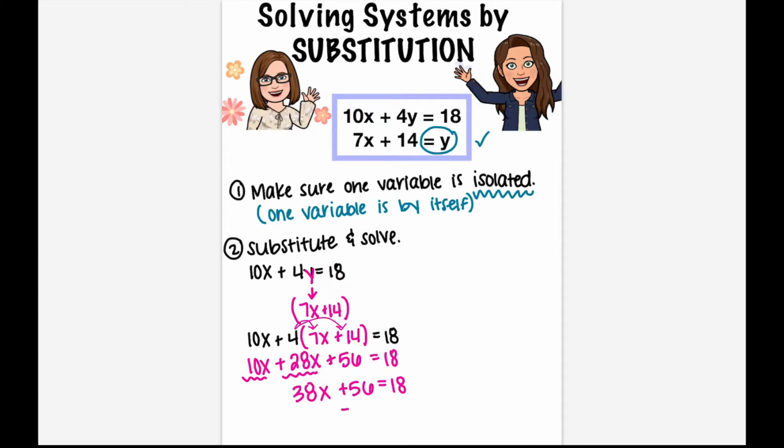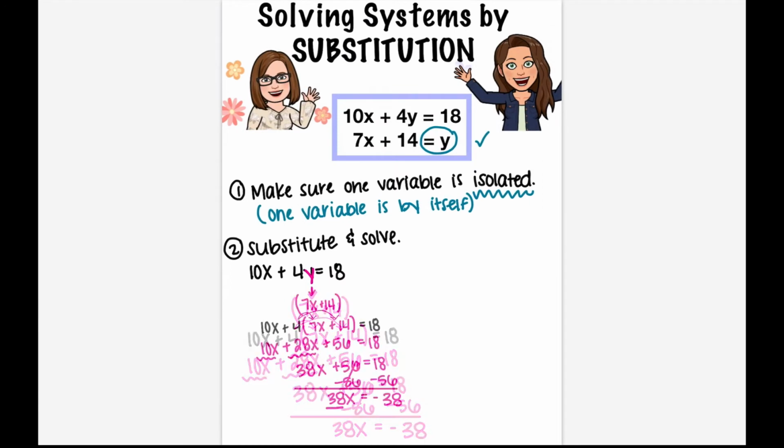Now we need to subtract 56 on both sides. So 18 minus 56 is equal to negative 38. So we have 38x equals negative 38. Now I need to divide by 38 on both sides. So we get x equals negative 1.